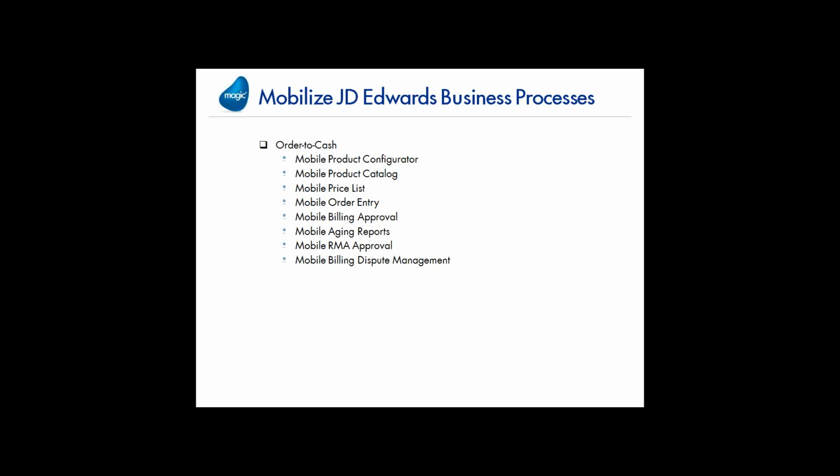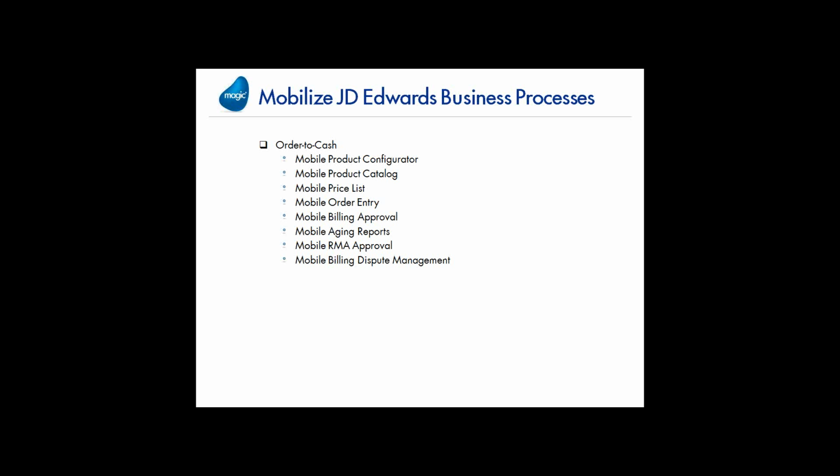The second major area we talked about is order to cash, and here you might have things like a mobile product configurator, product catalogs, price lists, order entry apps, billing approval apps, aging reports that you can view on your smartphones and tablets, return materials authorization approvals, billing dispute management solutions, so that if you have a disputed invoice, you can have people that are resolving that in real time on the go from their mobile devices and so on.